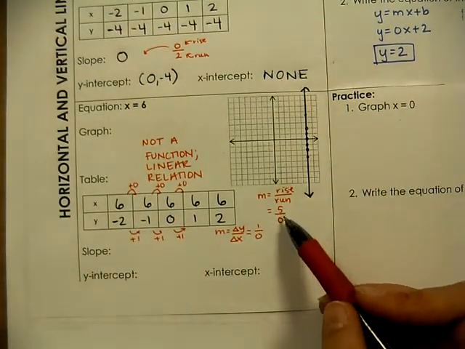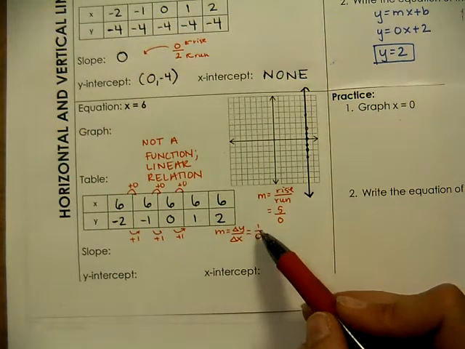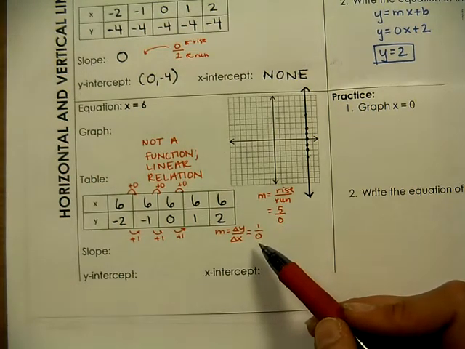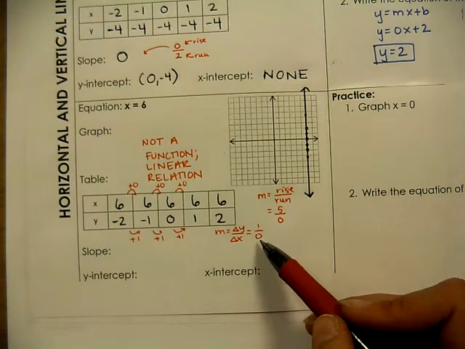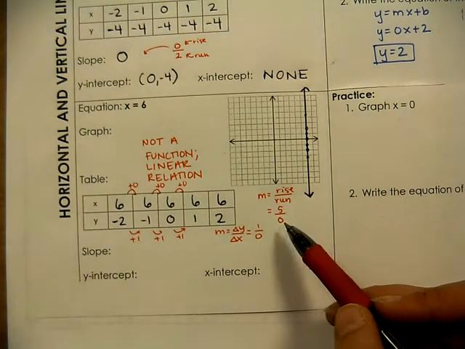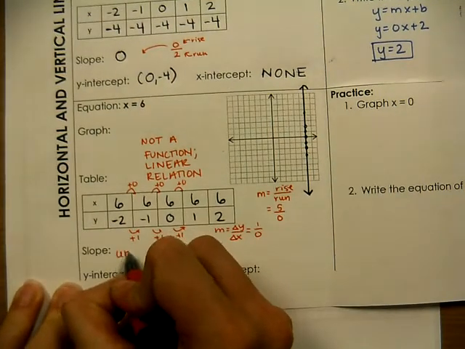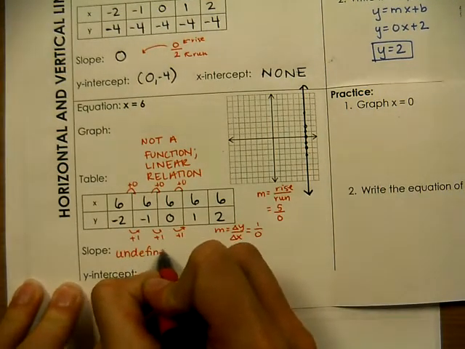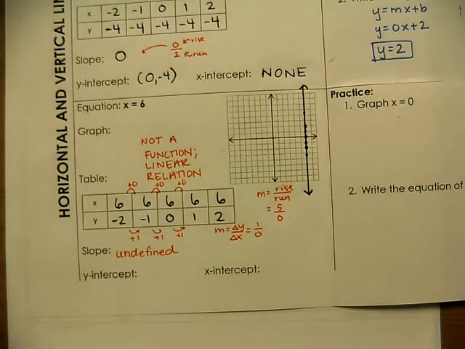If I punch 5 divided by 0 in my calculator, or 1 divided by 0, my calculator is going to say error. That's because we can't divide by 0. It doesn't make sense to divide 5 things into 0 groups. So here your slope is undefined. And we've talked about the slope of vertical lines being undefined.